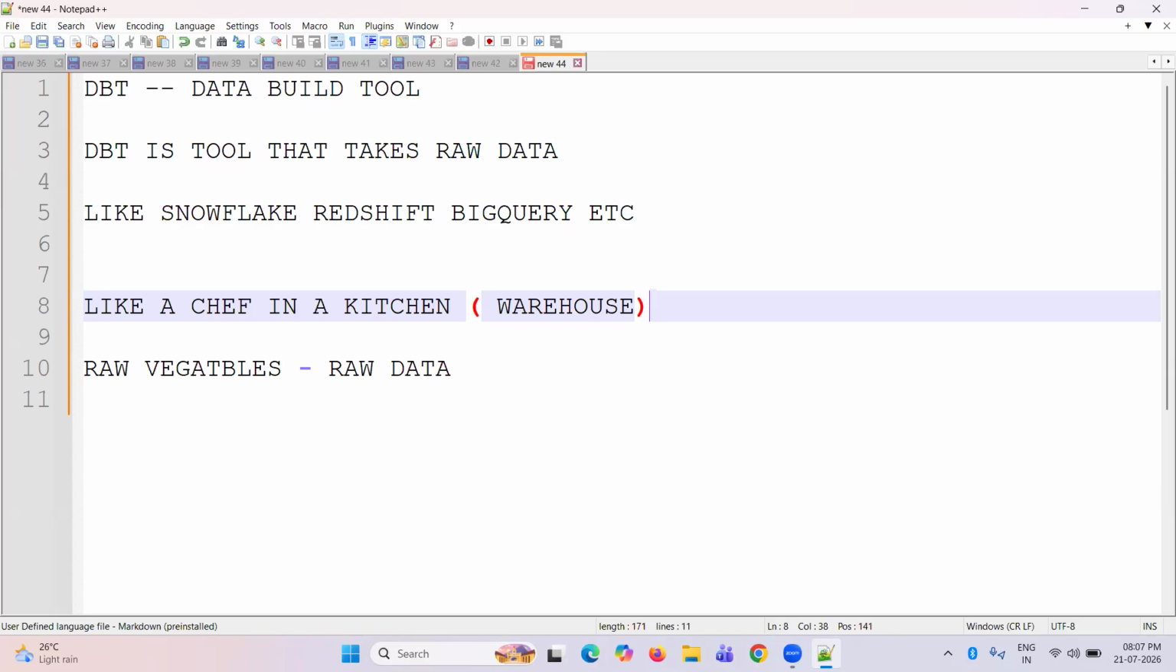So DBT is a chef that washes, cuts, cooks, and plates the food. So it's like transforming the data, so it is ready.